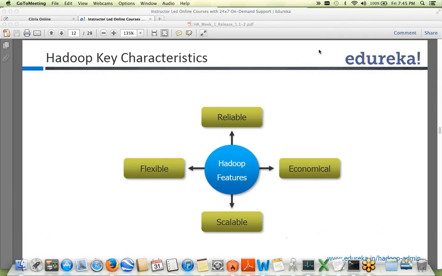So, the question was from Vikrant: does Hadoop support virtual machines? Can we use VMs instead of commodity hardware? That's correct, Vikrant. VMware also came up with something last year, and they are still working on it, that they support Hadoop on their VMs. So you can definitely go and read about that on the VMware website.